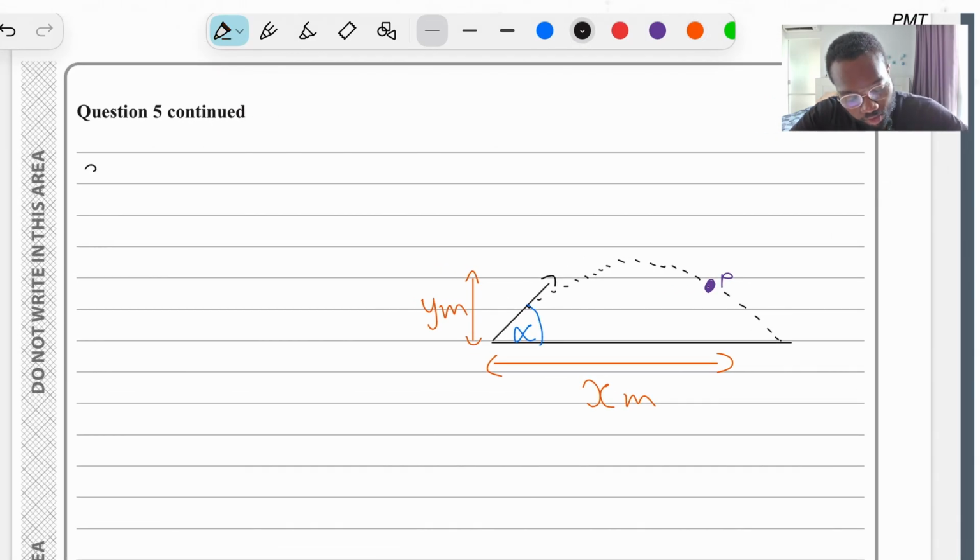So the first thing we can do is note that it's a projectile motion question. So we're going to have our horizontal component and then our vertical component. And we need to work out that at time t seconds, you get an expression for y in terms of x.